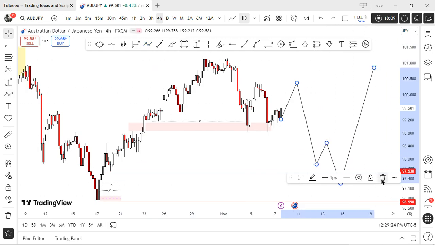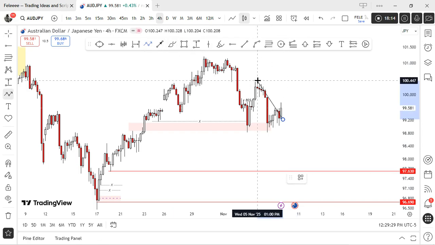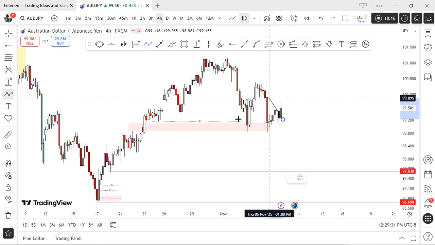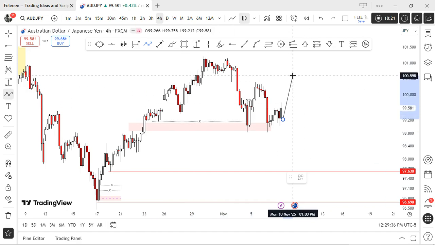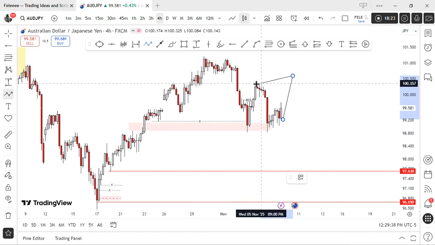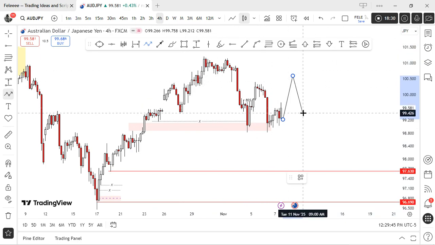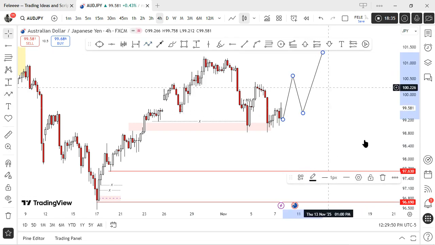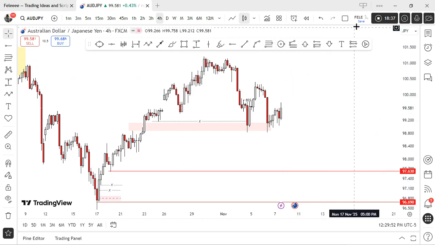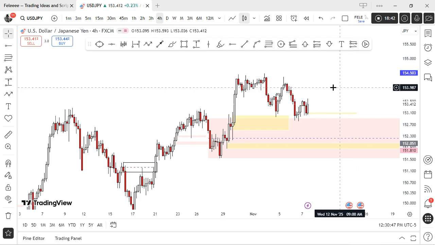But in this scenario, if price breaks up and breaks this low high, then price is going to be reacting from the FVG, and any demand zone that managed to break structure is going to be our demand zone to look for buy entries. So this is my view on AUDJPY. Let's carry on.